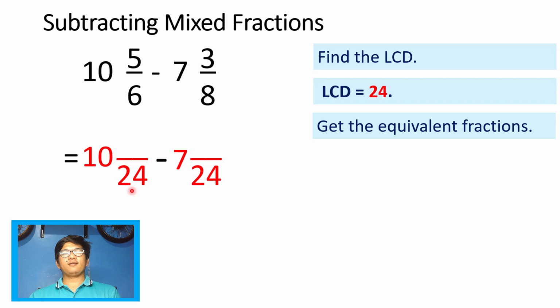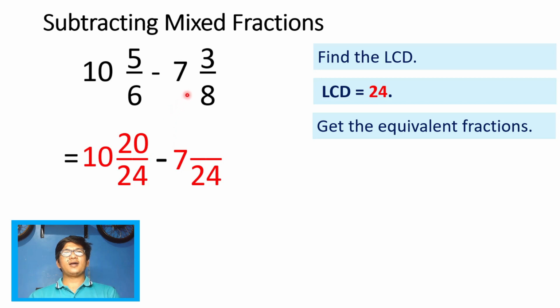Kailangan over 24 siya. So, again, si 6 naging 24, so it was multiplied by 4. Kung minultiply siya ng 4, ibig sabihin si 5, imumultiply din natin ng 4. So, our answer for the equivalent fraction ng first given or our minuend is 20 over 24.